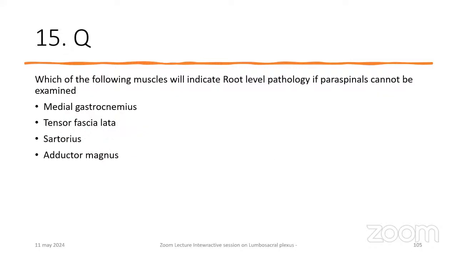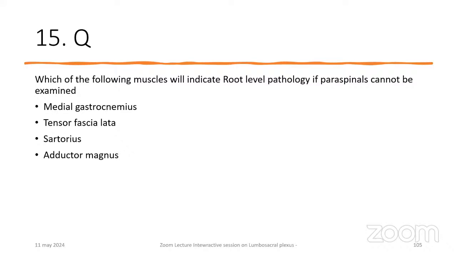Which of the following muscles will indicate root level pathology if paraspinals cannot be examined? Medial gastrocnemius, tensor fasciae latae, sartorius, and adductor magnus. Which of the following muscles indicate root level pathology if you are not able to do paraspinals? Yes, somebody is saying tensor fasciae latae. Why? Because it directly comes from the roots. This is L5. Supplied by what root? Collateral now?